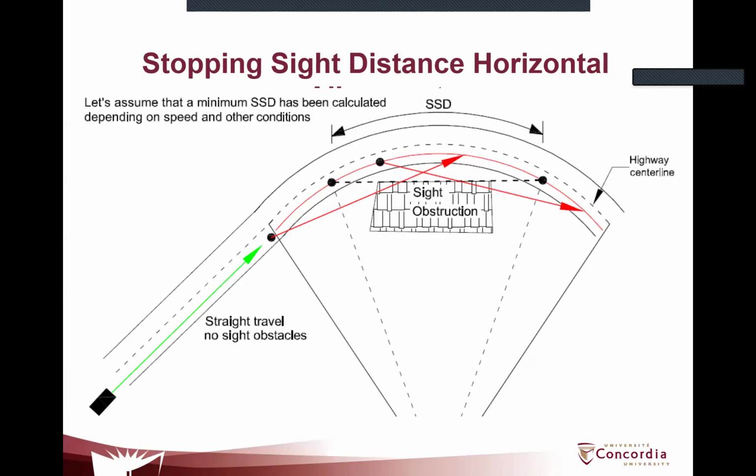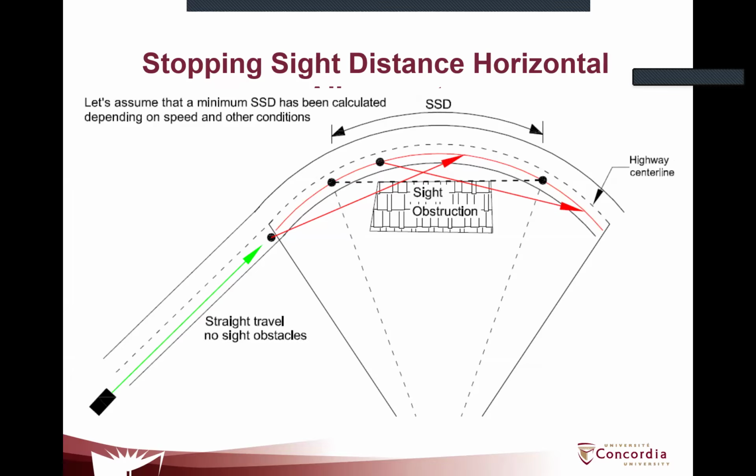Another aspect that is very important when designing the horizontal alignment is the stopping sight distance. We already talked a little about this when we were looking at safety, but I want you to consider two additional aspects. Imagine you are the bottom left rectangle, a car coming along the green straight trajectory, and after the straight you start going through the horizontal curve.